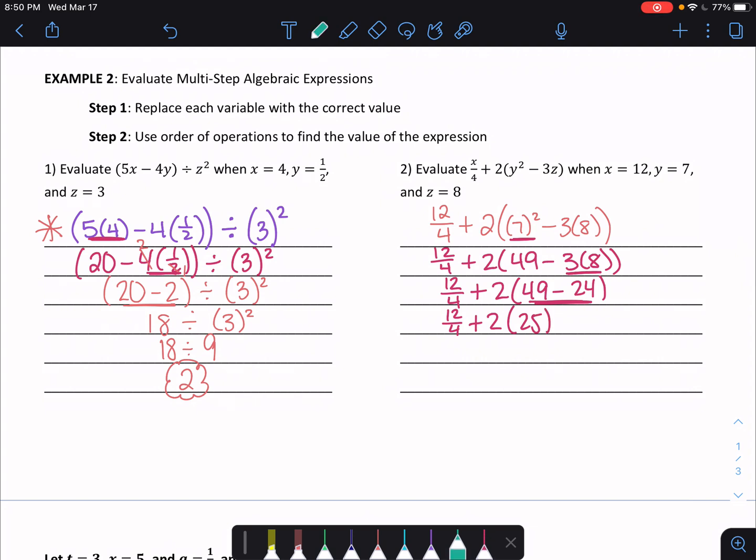Now that I'm outside my grouping symbols, I can do my division. So 12 divided by 4 is 3 plus 2 times 25. Then I'm going to do my multiplication. 3 plus 50 is 53. And I was a line short this time. But remember, we're doing one step at a time and showing all of our work.